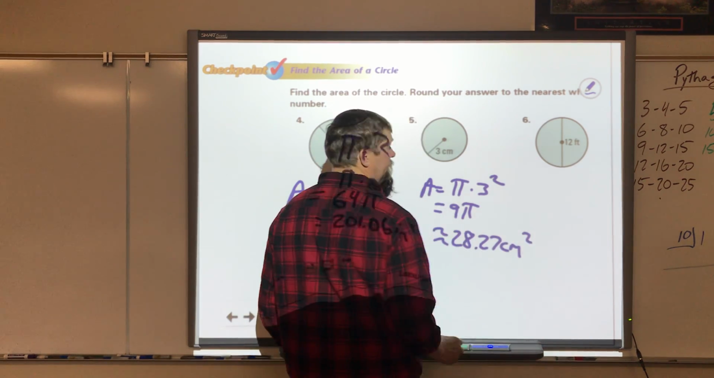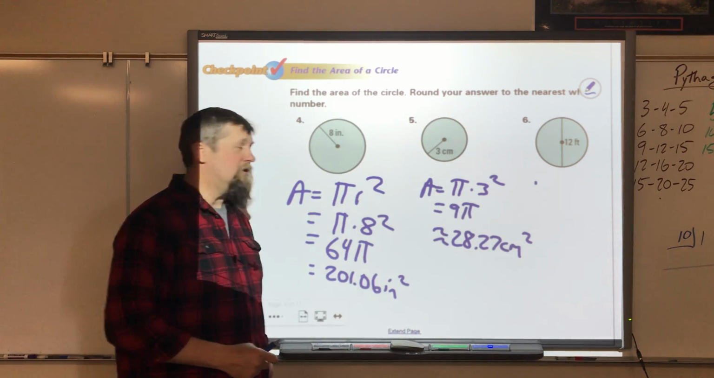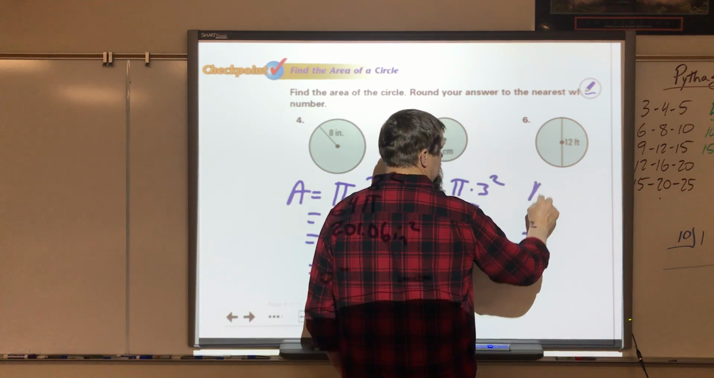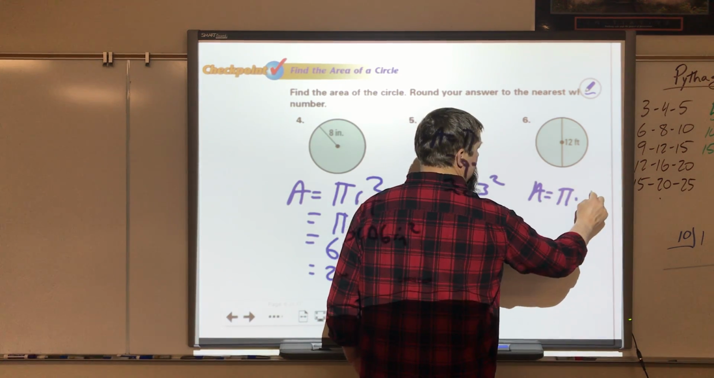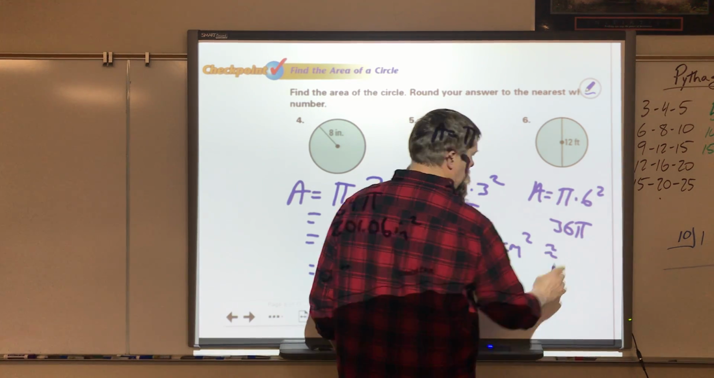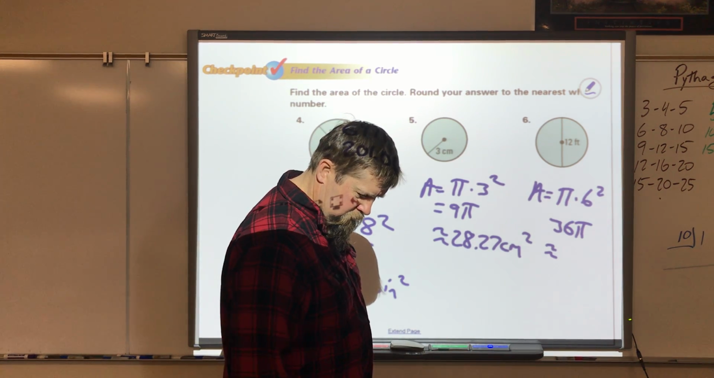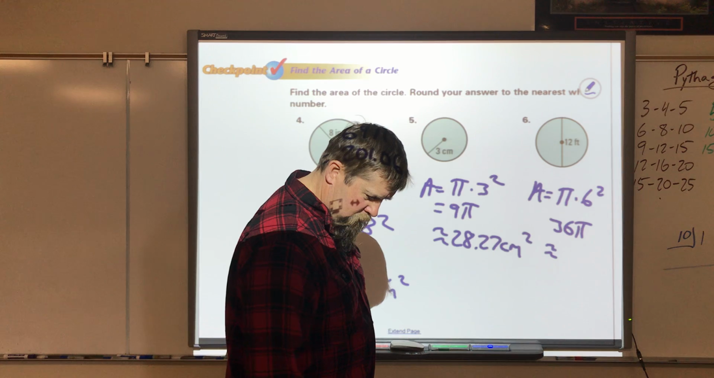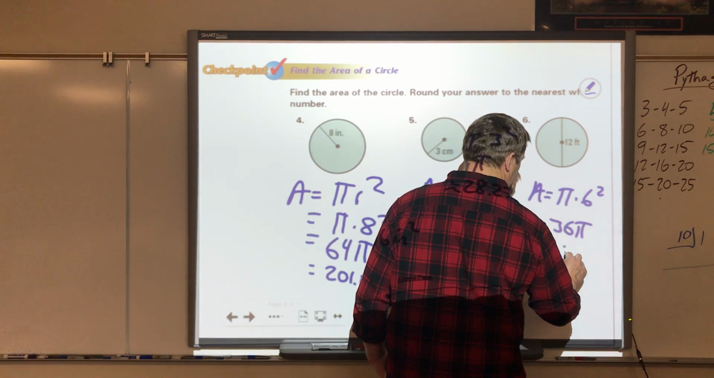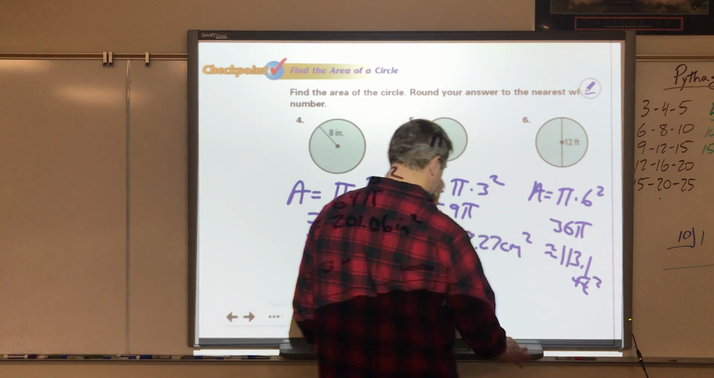centimeters squared. This one we have to divide the 12 by 2 because we have the diameter, but you don't put the diameter in, you put the radius in. So area is pi times 6 squared, or 36 pi, which is approximately 113.1 feet squared.